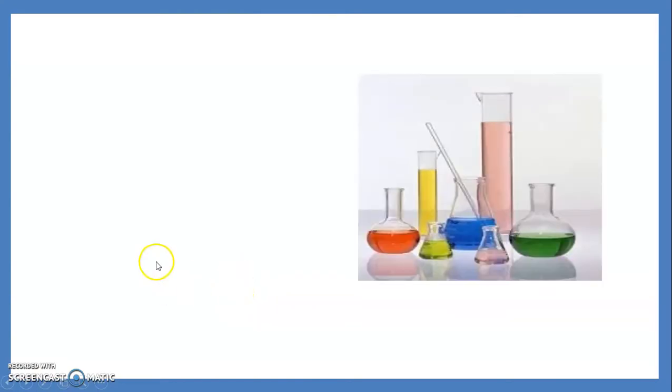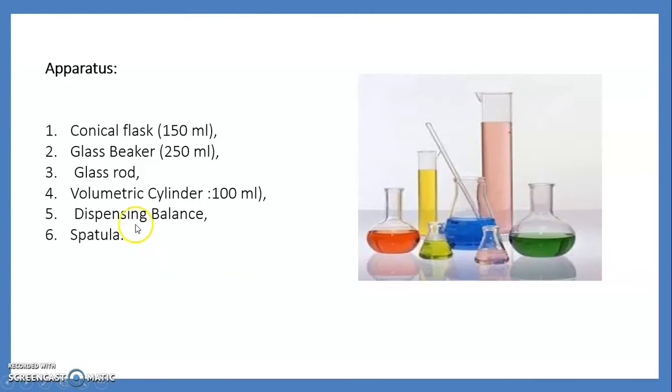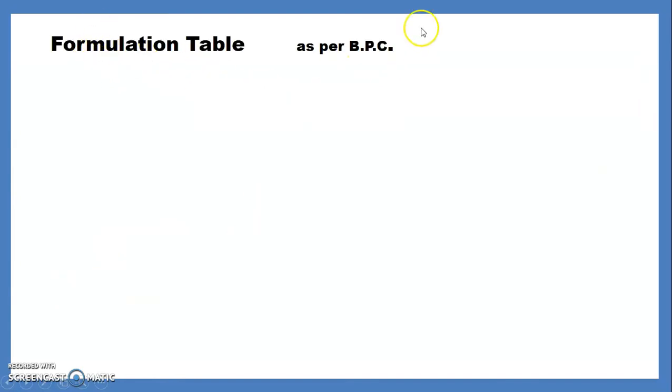After understanding the theory regarding our practical, the apparatus required are a conical flask of 150 ml, glass beaker, glass rod, volumetric cylinder, dispensing balance and spatula. Then we see the formulation table. Our preparation's formula is mentioned in the BPC, that is the British Pharmaceutical Codex, strong ammonium acetate solution, BPC. That's why we prefer the formula mentioned in the British Pharmaceutical Codex.